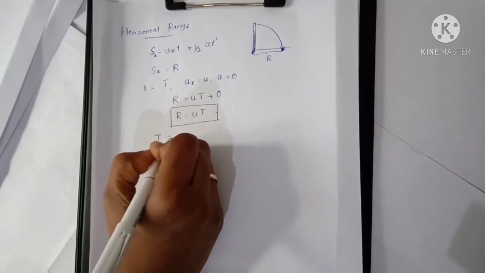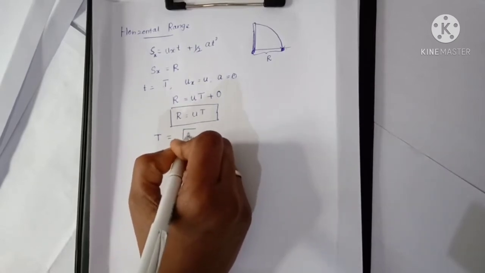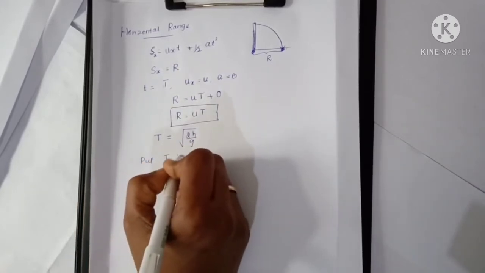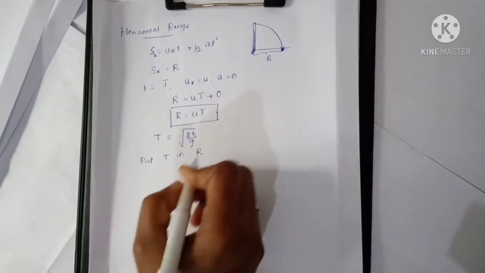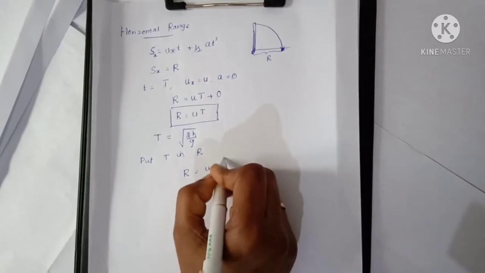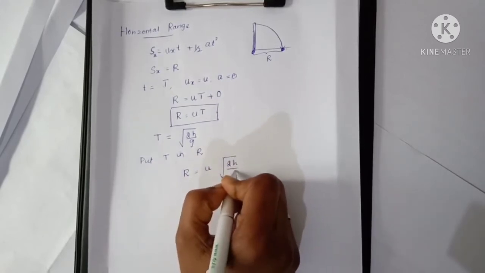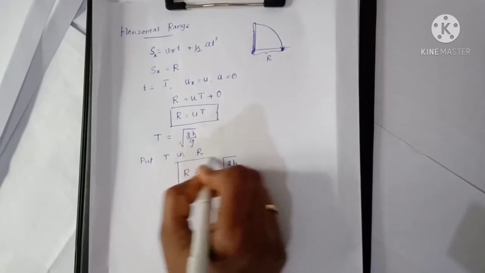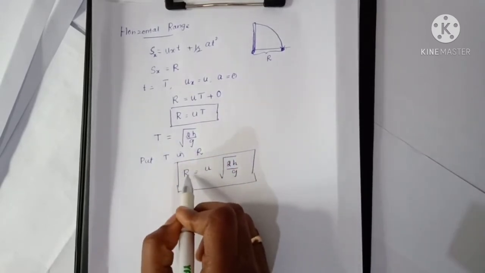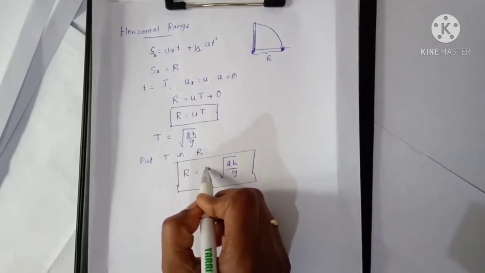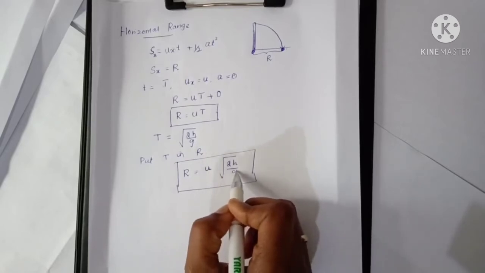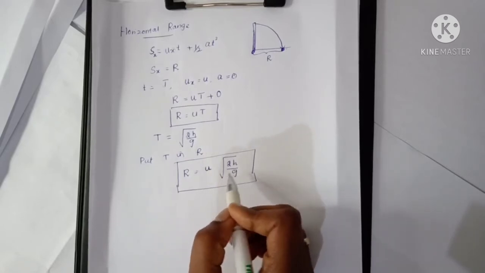Already we found the value of T. T is equal to square root of 2h divided by g, right? Put the T value in the range R, and we will get the range R is equal to u times square root of 2h divided by g. This R is directly proportional to the initial velocity u and inversely proportional to the acceleration due to gravity.